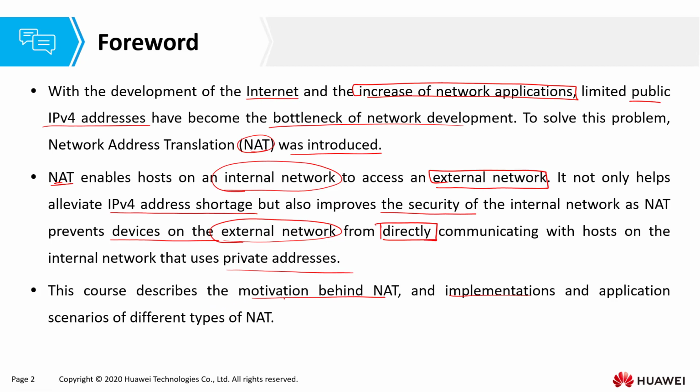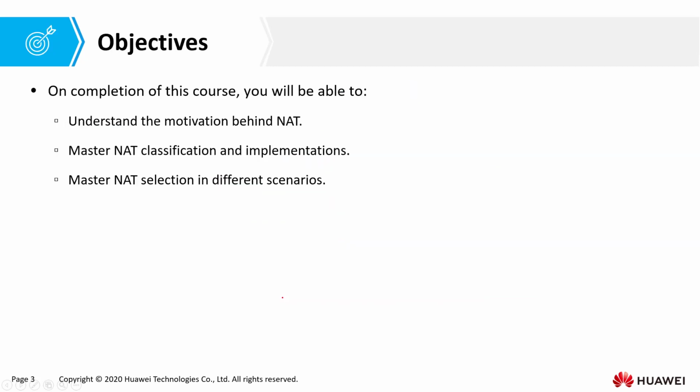In order to cover these descriptions, we've set up three objectives for this chapter. First of all, you'll understand the motivation behind NAT. Why was it introduced? What is the main motivation? Which problem is it there to solve? Secondly, you'll master NAT classifications, which is really its implementations. Finally, you'll master NAT selection in different scenarios. Which NAT implementation should we use in which scenario?